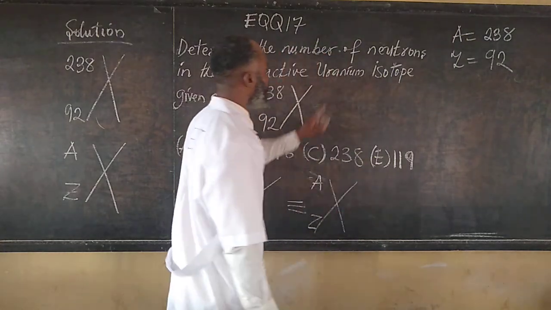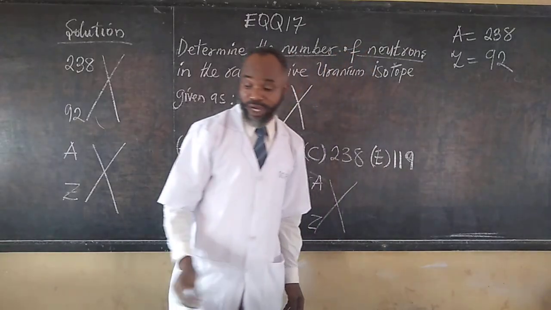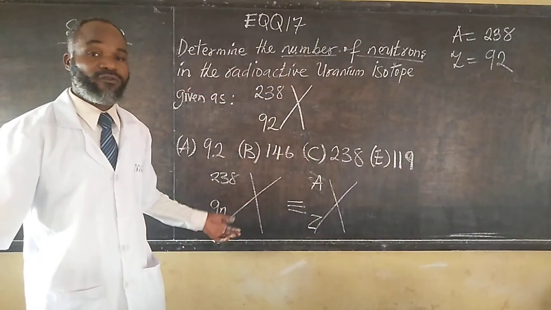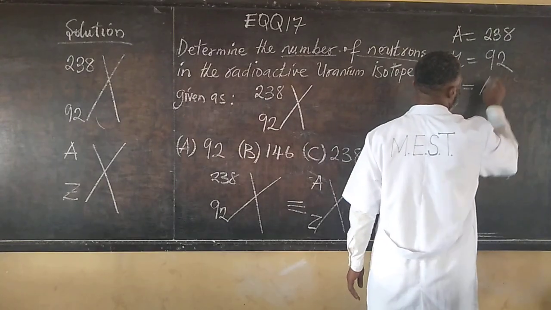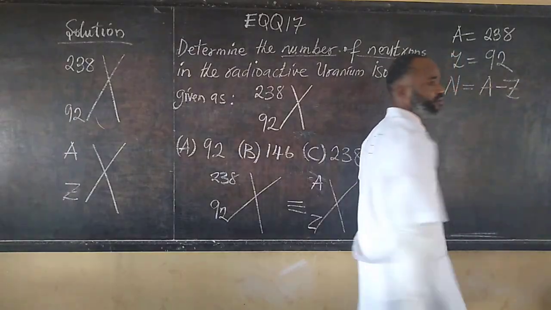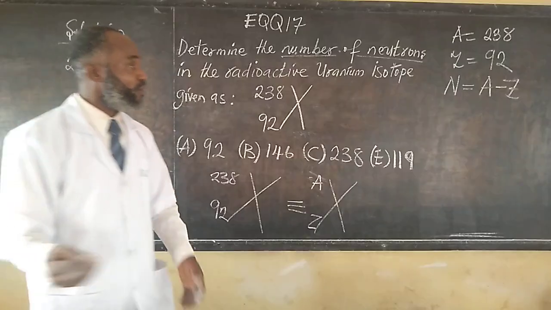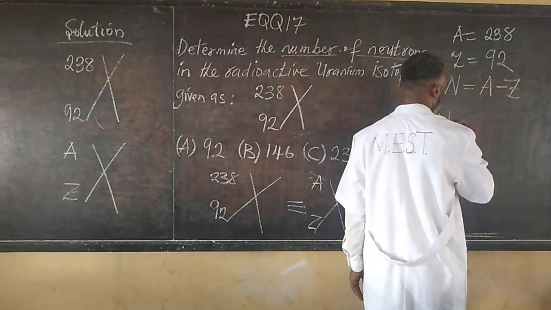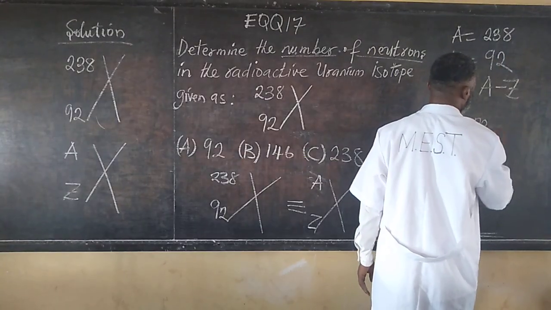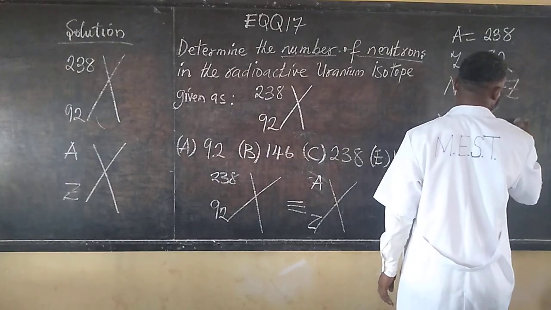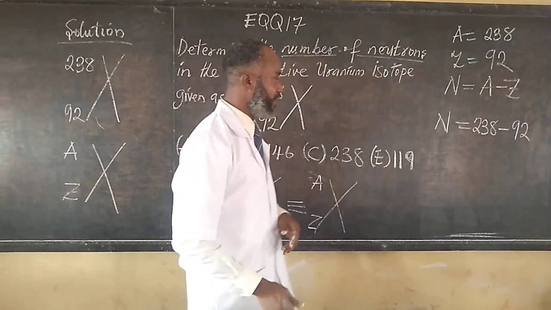So we are looking for the number of neutrons. For exam's sake, we can just use N to represent the number of neutrons, which is A minus Z. That is what it should be. So we now maintain our solving: N, the number of neutrons, is given as A, which is 238, minus 92, which represents the atomic number of the radioactive uranium element.